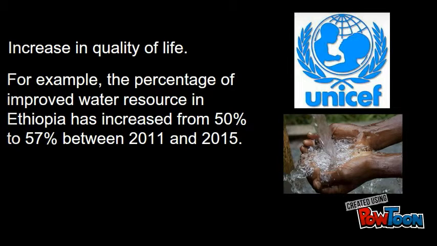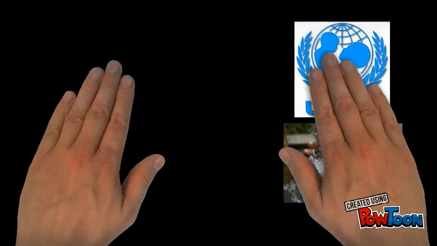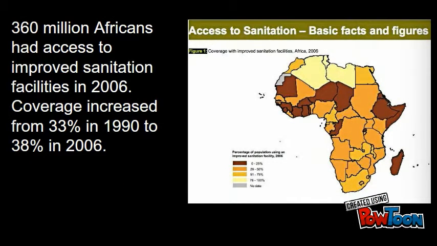For example, the World Health Organization and UNICEF cooperated in joint monitoring programs to improve drinking water sources from 50% to 57% from 2011 to 2015 in Ethiopia. In another example, 360 million Africans had access to improved sanitation facilities in 2006. Coverage increased from 33% in 1990 to 38% in 2006.